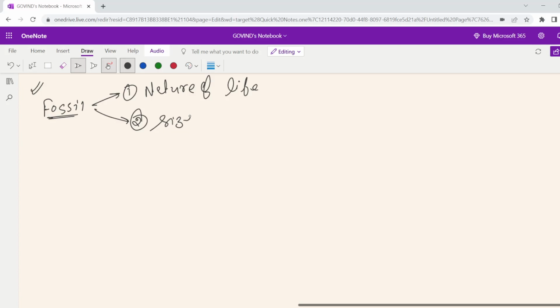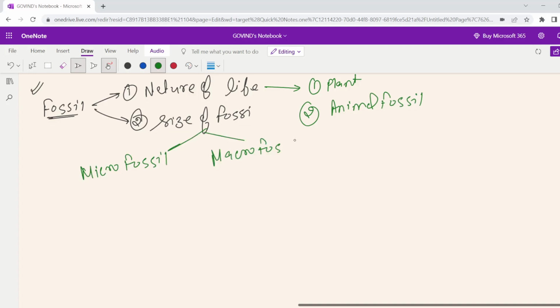If I talk about the nature of the fossil, a fossil can be a plant fossil, let's say a trunk of a plant may be found. In case of animals, anything can be found, so it can be an animal fossil. I know I'm not able to write properly here, because of the board issue. And in the size of the fossil, we have two types: one is microfossil and another is macrofossil. So these are the types of fossils that we have.